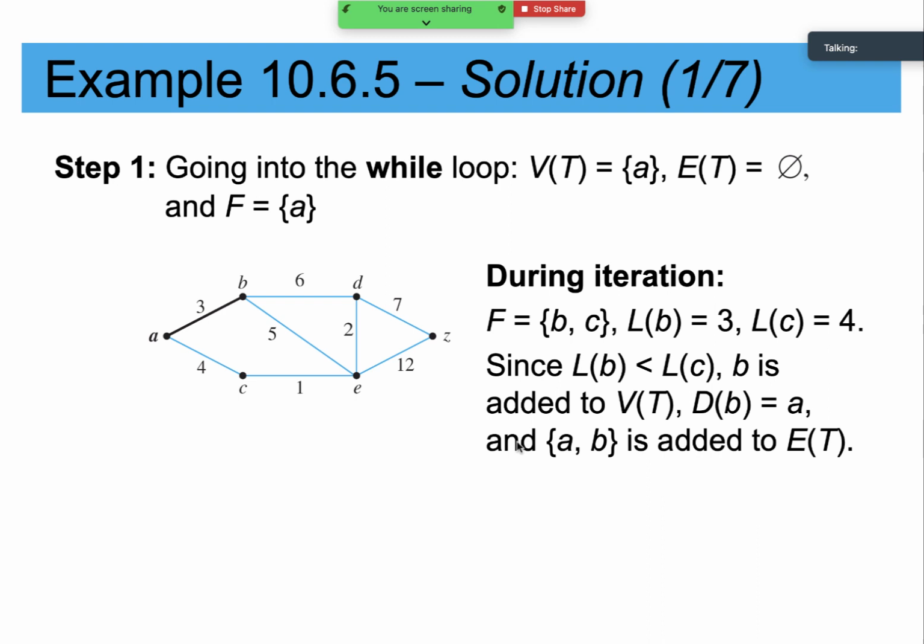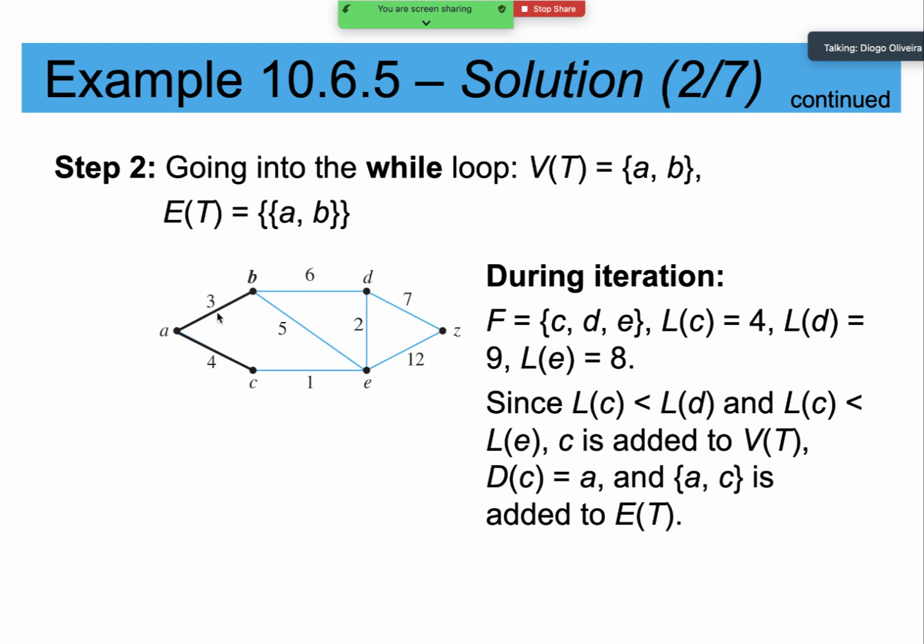Therefore, AB is added to ET. So we're considering that this is the shortest path so far. Okay. Now, obviously, we're still considering this one, although so far it seems to be longer, right? It seems to be more expensive than this one.